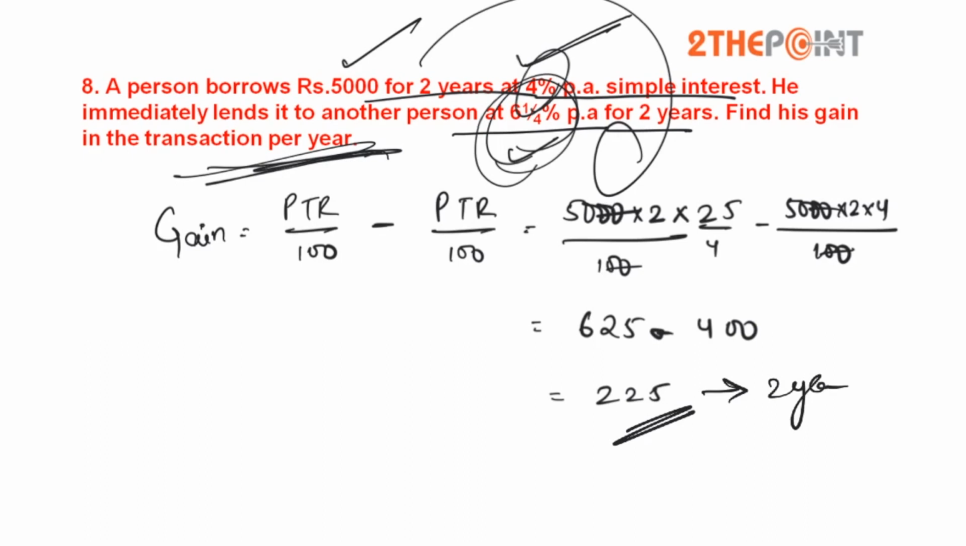Here they have asked for the gain per year. We have to find the gain for 1 year. So 225 by 2, which is equal to 112.5, is the gain per annum.